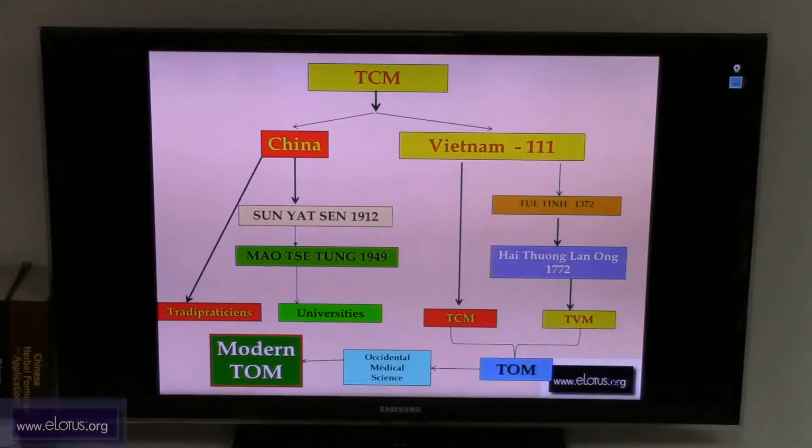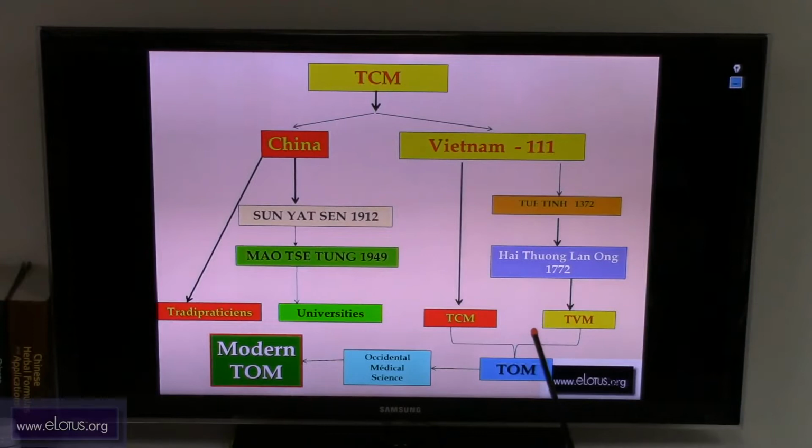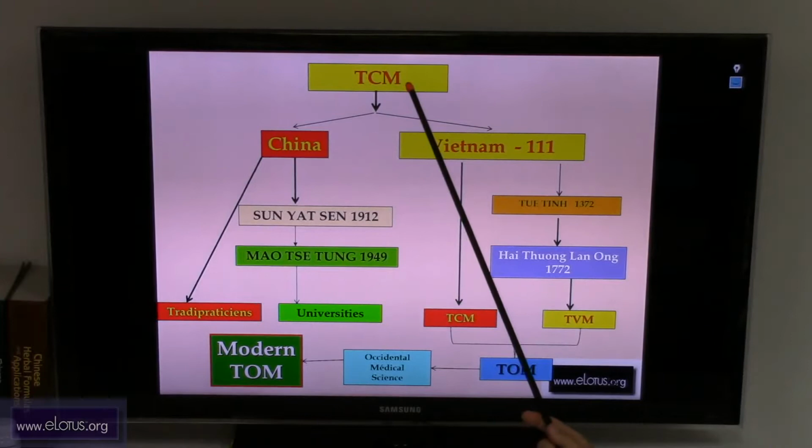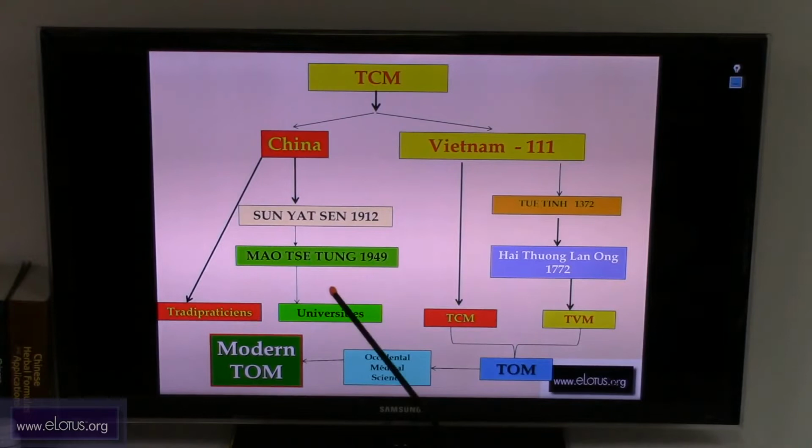Vietnamese and Chinese. But the difference between both, the problem, is Mr. Mao Zedong. He destroyed the traditional medicine and destroyed the doctors. In Vietnam, it's different. No revolution, no destruction. So we have the original traditional Chinese medicine. Original. No problem. Here we have some problem.